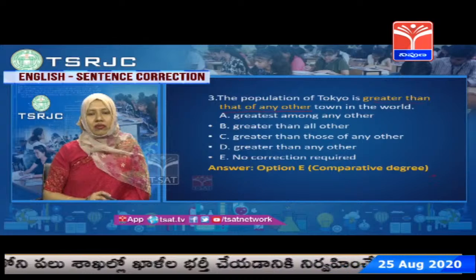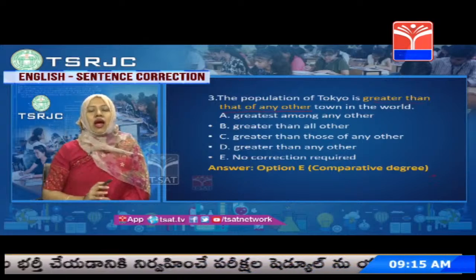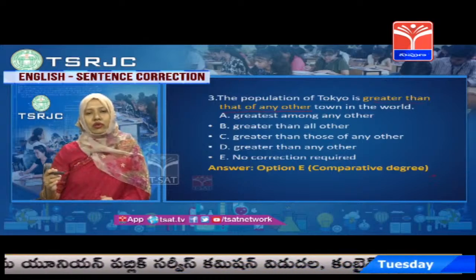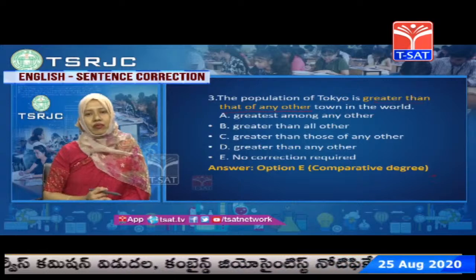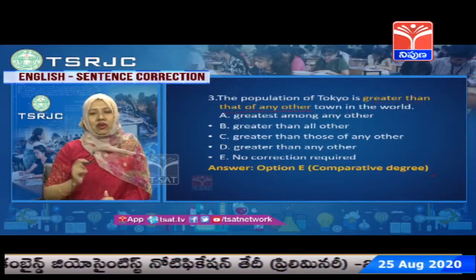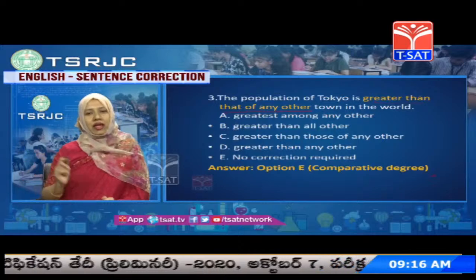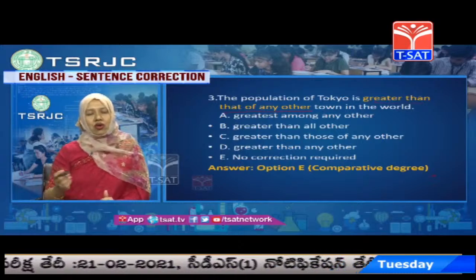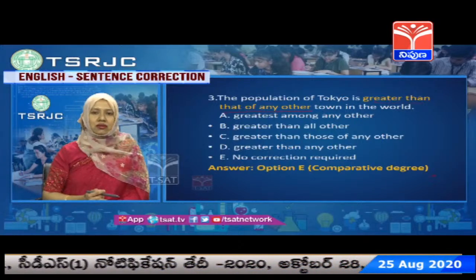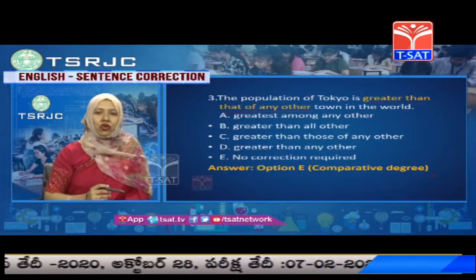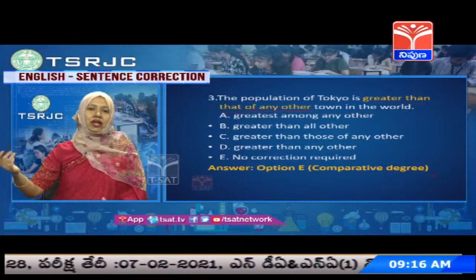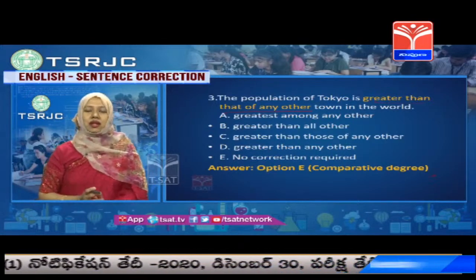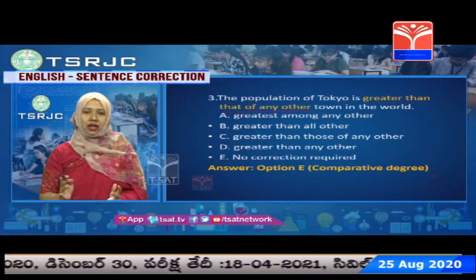Now, in adjectives, degrees of comparison, you have positive degree, comparative degree, and superlative degree. In comparative degree, always the adjective is followed by than: greater than, smaller than, shorter than, longer than, taller than, higher than. So, in this, the population of Tokyo is greater than that of any other town. You are comparing Tokyo with another town. There is no mistake here. The sentence is perfectly correct, grammatically correct.